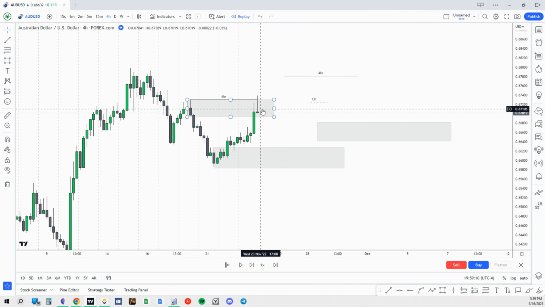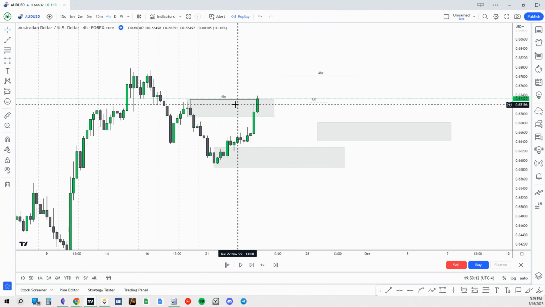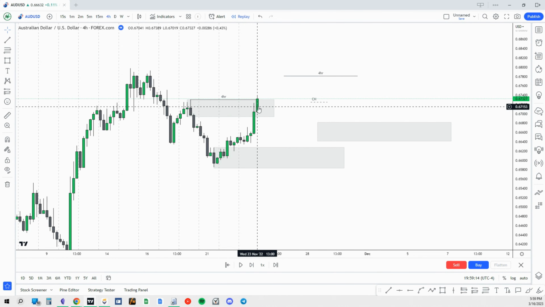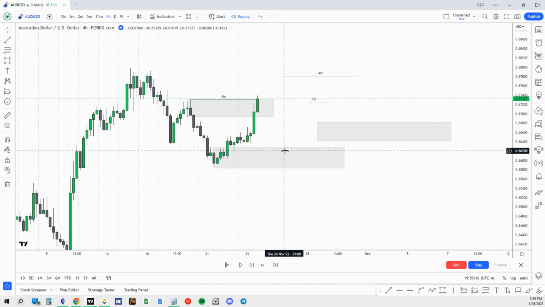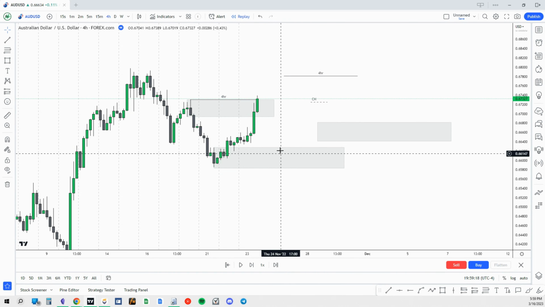So yeah, we could see it right at this point in time. That would have hit your stop loss. However, now we can understand that if this candle does break structure, we can then look for a retracement into this demand zone and a trade to continue higher.